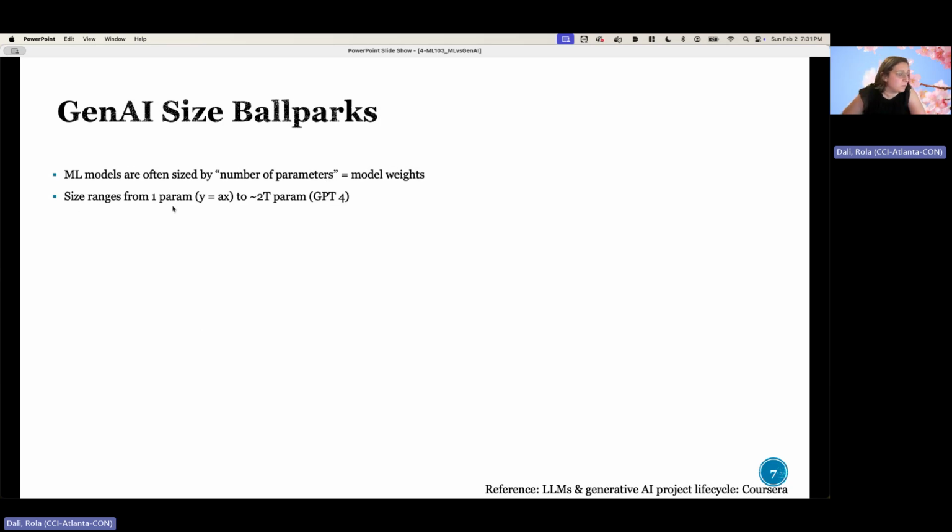And it ranges from one parameter. So we've been playing with linear regression, sorry, with two parameters, ax plus b. It could be as small as y equals ax, right? This is a line that passes through the origin. I don't think there's any real use case for that, but you can imagine that is the smallest possible equation, and they can go all the way to 2 trillion parameters. I think if the leaks are correct, GPTs are about 1.8 trillion, so I'm averaging about 2 trillion.